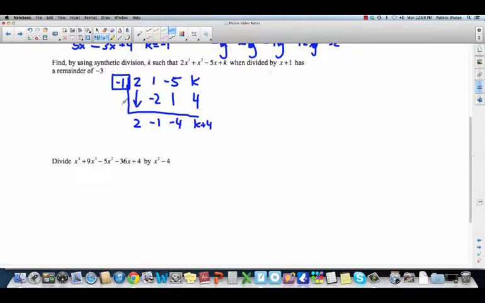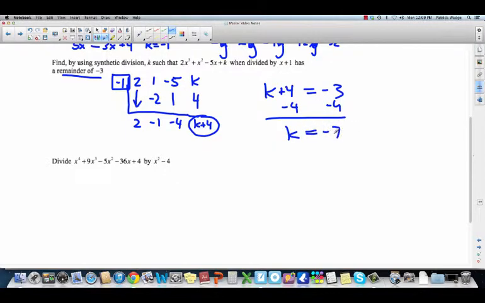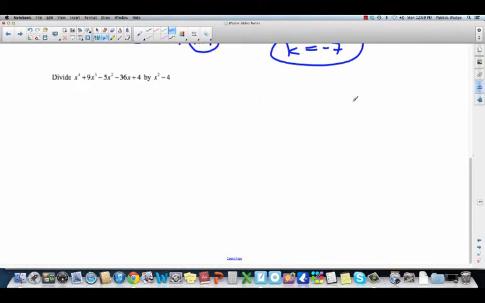Okay, and what does the question say? It says it has a remainder of -3. Well, this is my remainder here. So that means that k plus 4 must be equal to -3. Oh, and I just solved that. Subtract 4 from each side. k equals -7. Finished. Don't you love synthetic division? Come on, you must love it as much as me.